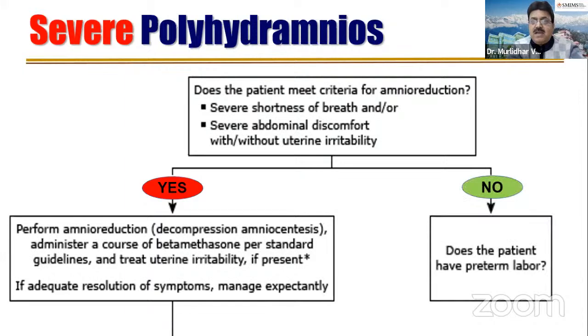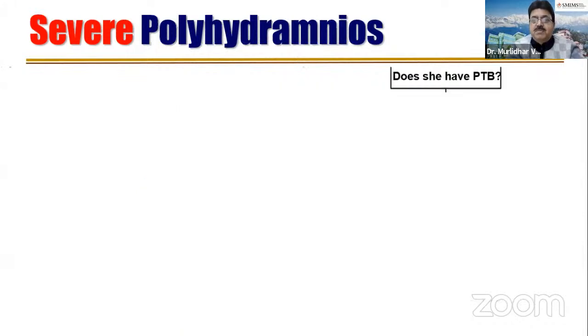On the other hand, if there are no clear-cut criteria for amnio reduction, that's why I put green color, then you have to ask a question, does the patient have preterm labor? There may not be any maternal distress, but has she gone into preterm labor?